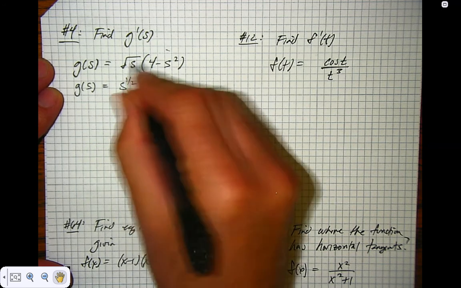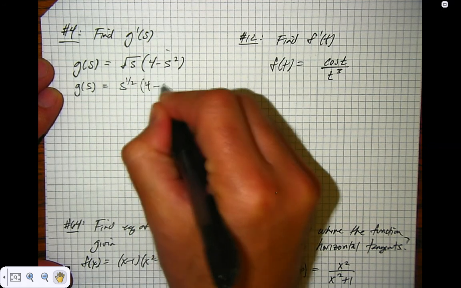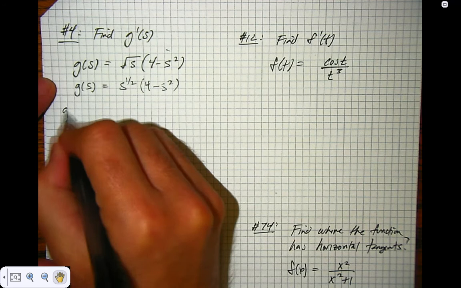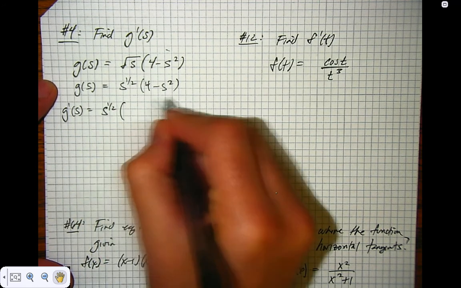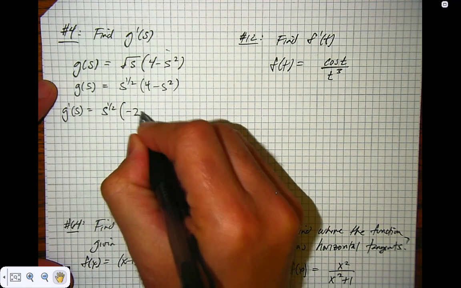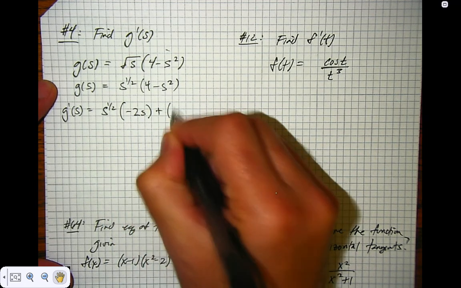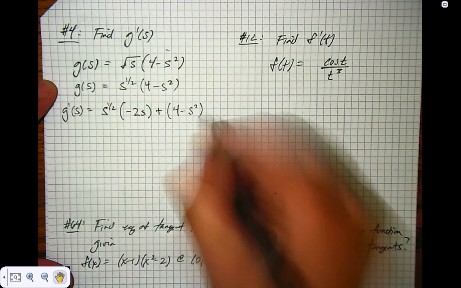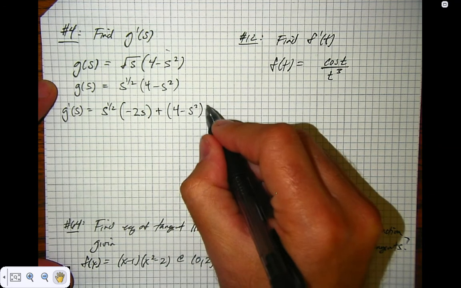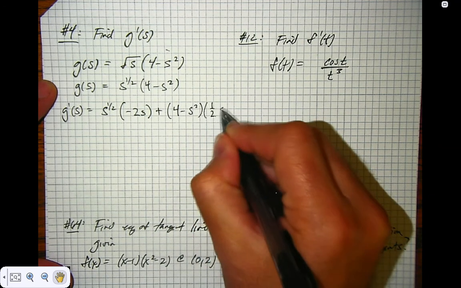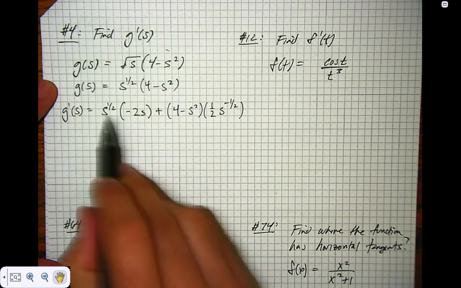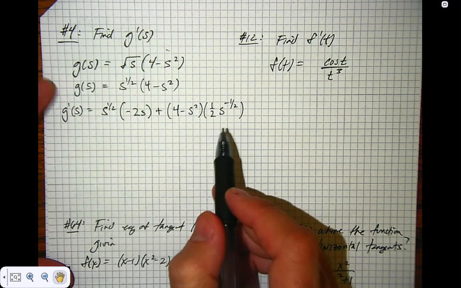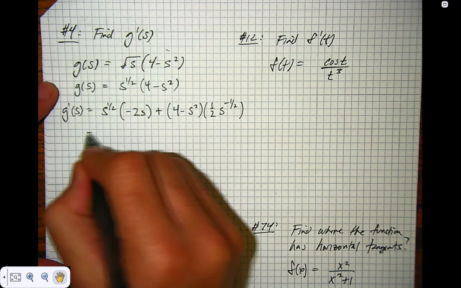So remember that square root of s is s to the 1/2 times 4 minus s squared. So g prime, using the product rule, will be first times the derivative of the second, which is negative 2s, plus the second, 4 minus s squared, times the derivative of the first, which would be 1/2 s to 1 smaller, or negative 1/2. Okay, calculus is over. The rest is just algebra, okay? And it can get annoying, for sure.